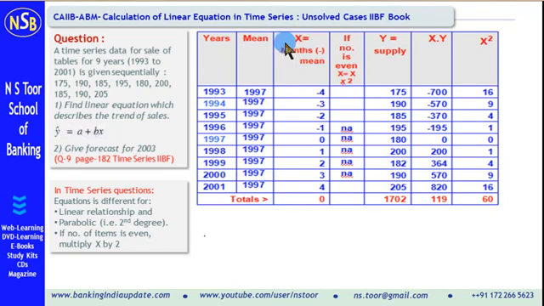Then we shall calculate the value of x. Here it is years, not months, so x is year minus mean. For 1993 minus 1997, we get the value minus 4. In the same way, we calculate the value of x for each respective year. Now we add it up, it is 0, hence the x mean will also be 0.